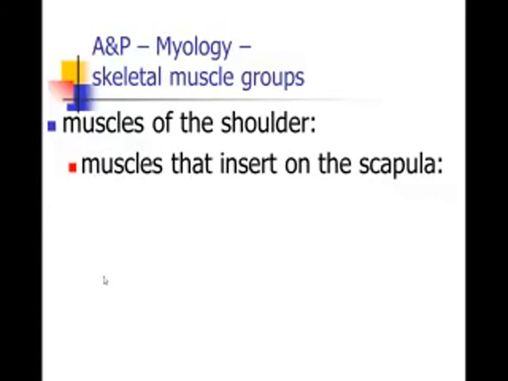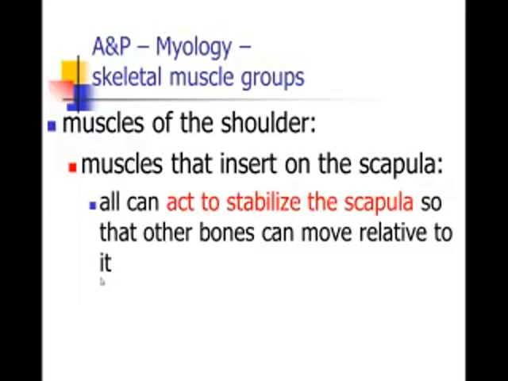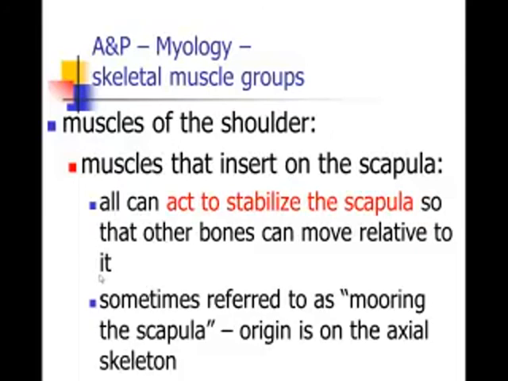We have muscles of the shoulder. So the muscles of the shoulder are going to insert on the scapula. They stabilize the scapula. Sometimes they're referred to as the muscles that moor the scapula. They hold the scapula in one place so that muscles that leave the scapula and go to other bones, for example the humerus, can move the humerus and not move the scapula. Okay, and these are all going to originate on the axial skeleton.